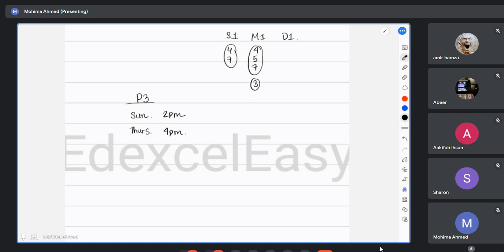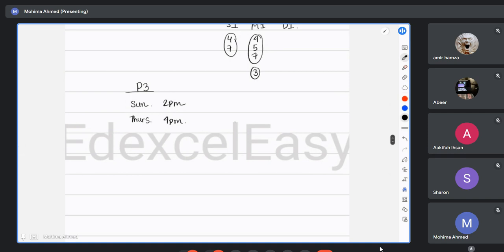But I think for Abir and Sharon, you are going to have a problem with Thursday at 4 p.m., right? Because that would be 1 p.m. for your timing. For now it's okay, until August it's okay. Then we'll continue with this. After August, maybe we can shift the class timing a little earlier. This is the timing for P3, and it's going to remain as it is for the entire course. From October, we're going to start.